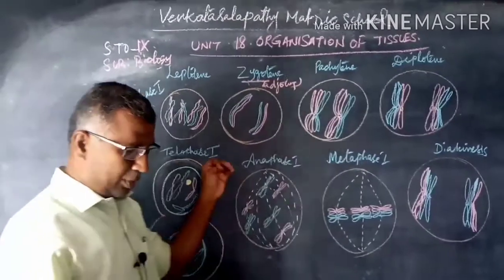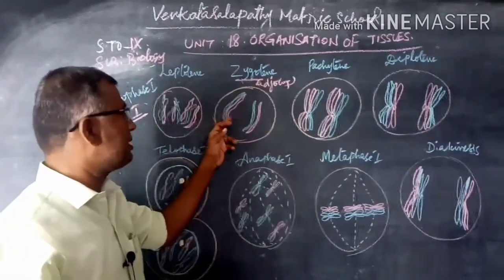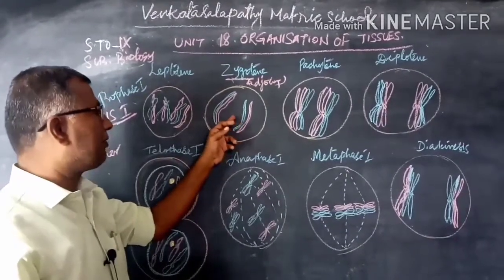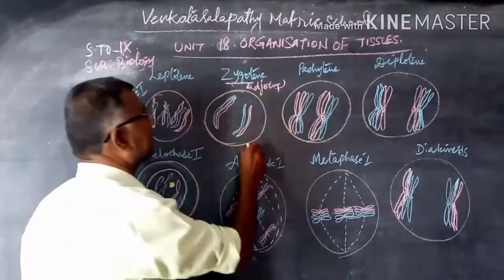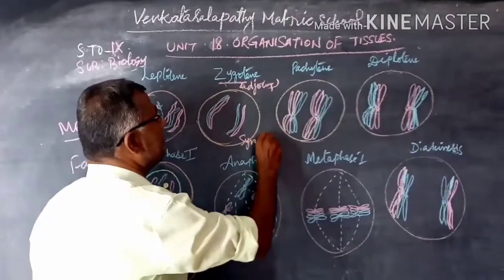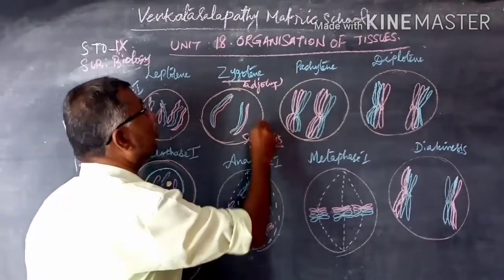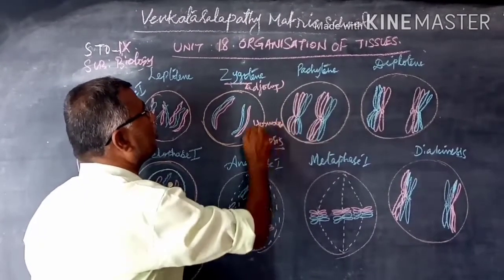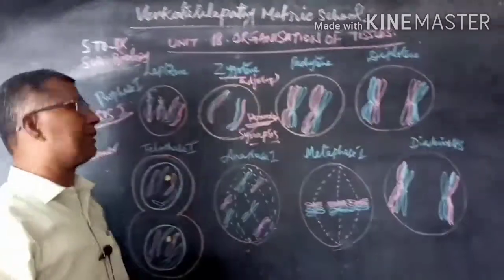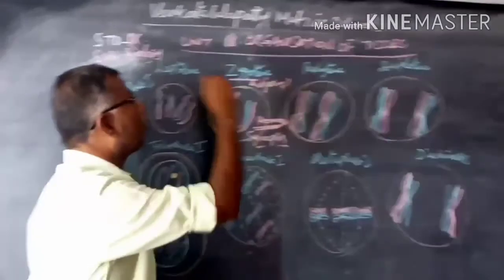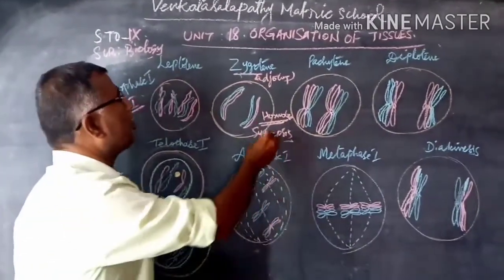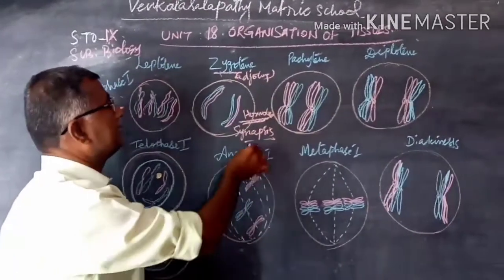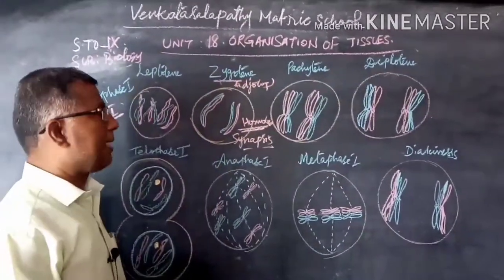Understand? The homologous chromosomes approach each other and begin pairing, which is called synapsis. What is the meaning of homologous chromosome? Homologous means same chromosome. The structure and the functions are the same, that is called a homologous chromosome. So pairing of homologous chromosomes takes place during the zygotene stage, that is called synapsis.